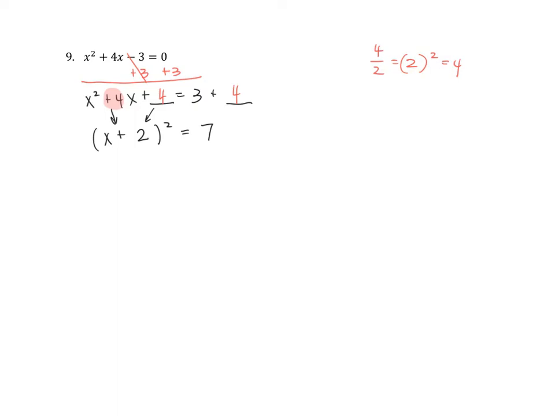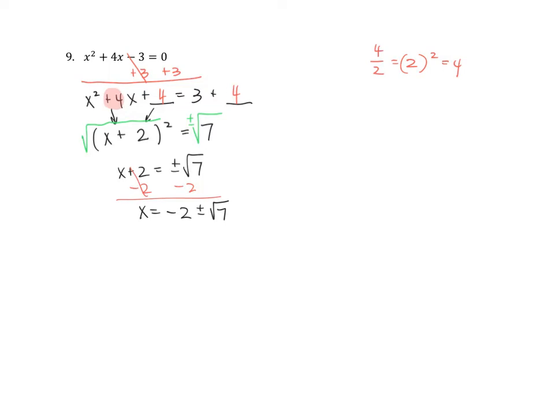Now we're going to use the square root property to finish this out. So the square root of both sides, plus or minus. So we'll get x plus 2 is equal to plus or minus the square root of 7. And then subtract 2 from both sides to get the x by itself. So x equals -2 plus or minus the square root of 7. And those are our two solutions.